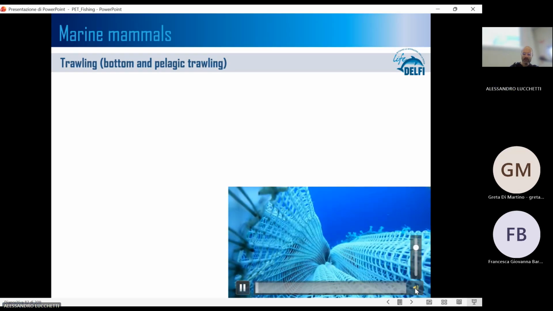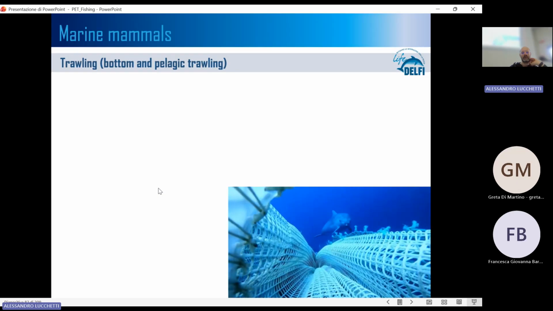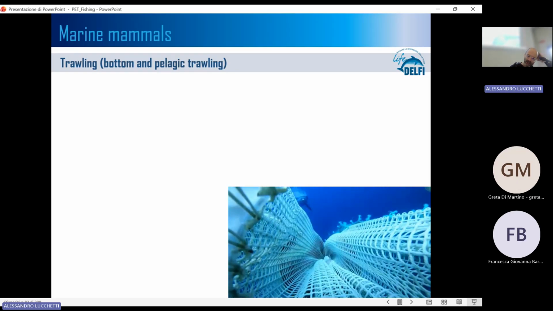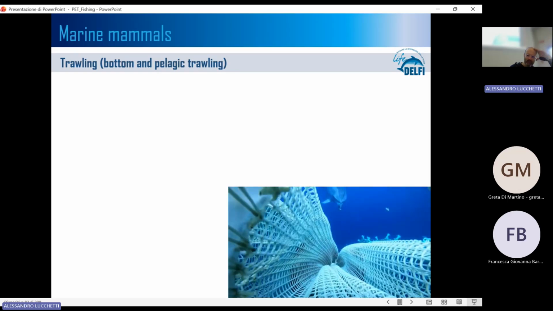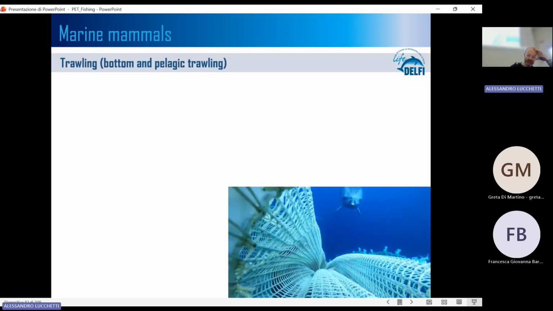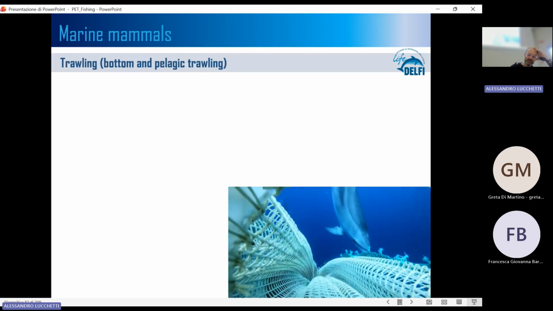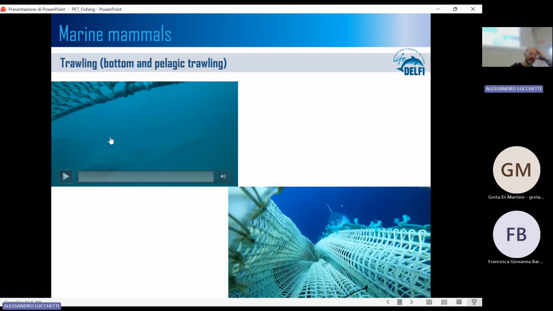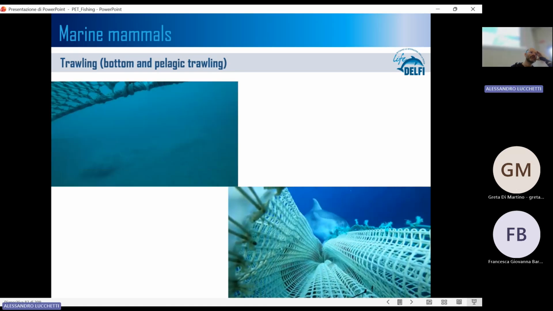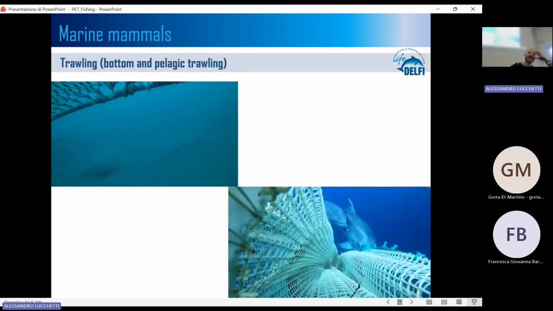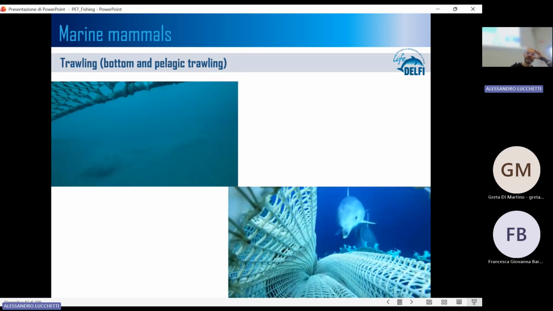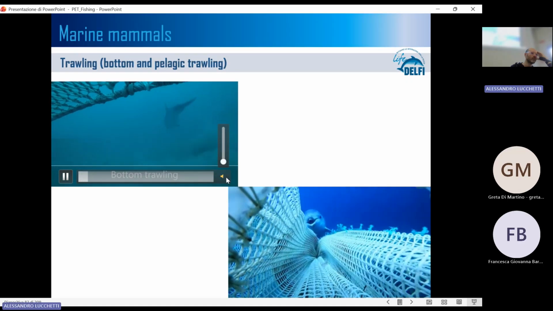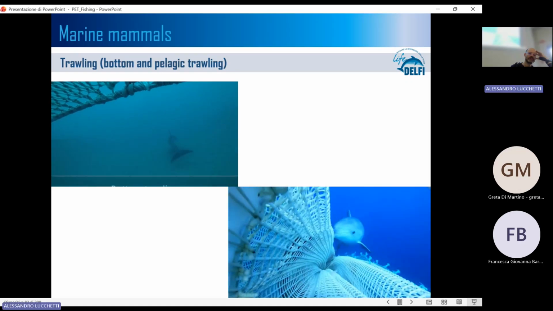This is how they depredate fish from the codend. Now it is a quite famous video that we did a few years ago. But there is another type of interaction that you can find between dolphins and, let's say, in this type, the bottom trawling, which is a kind of playful behavior.